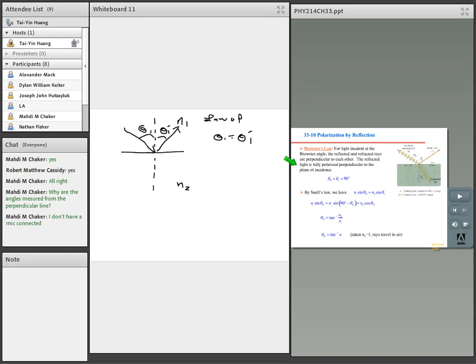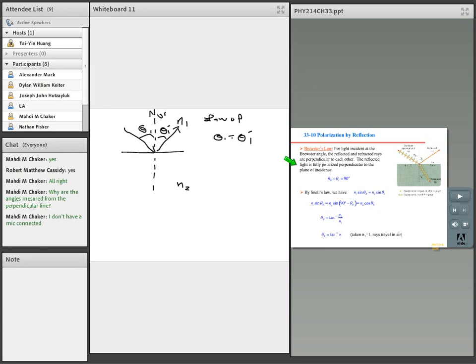Where are the angles measured from, the perpendicular line? Why are they measured from the perpendicular line? That is because this is our reference line, so we call this the normal.